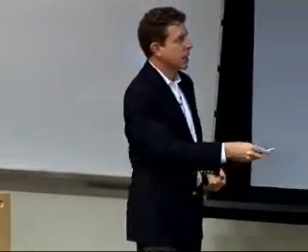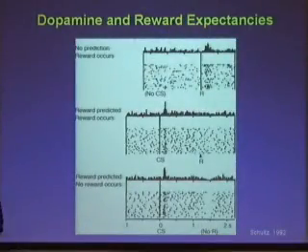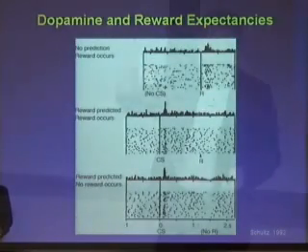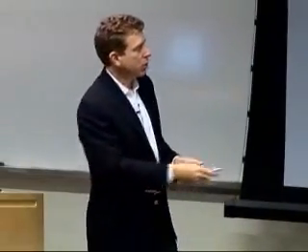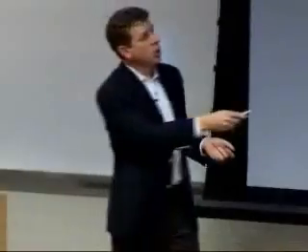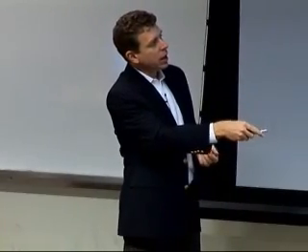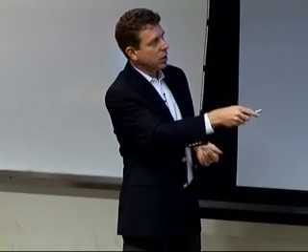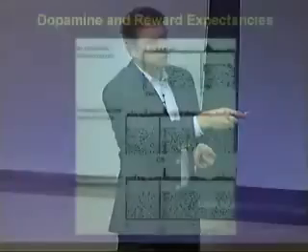CS stands for conditioned stimulus. A light comes on, and then a couple of seconds later, the monkey gets the squirt of juice. What happens very quickly is the dopamine neurons shift their firing from the time they get the juice backward in time to the light.